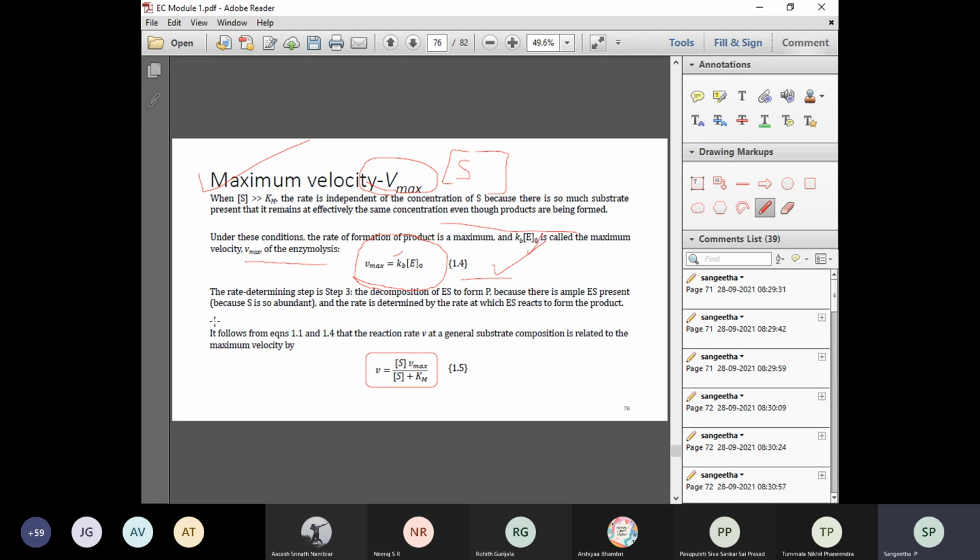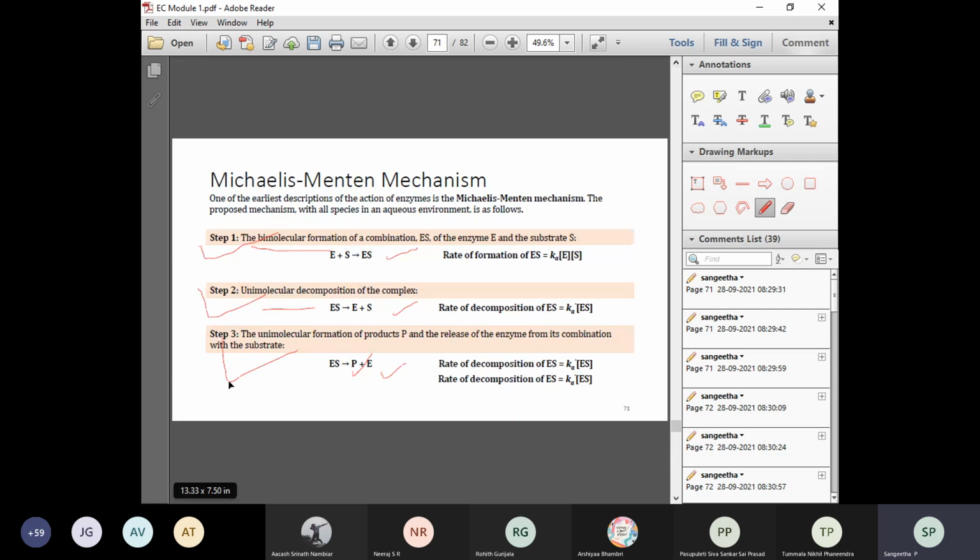Write this one. The rate determining step is the third step. As we have seen in the earlier slide, the third step is the rate determining step, that is the unimolecular formation of the products and the release of the enzyme from its combination with the substrate. You can see this final step is the rate determining step.